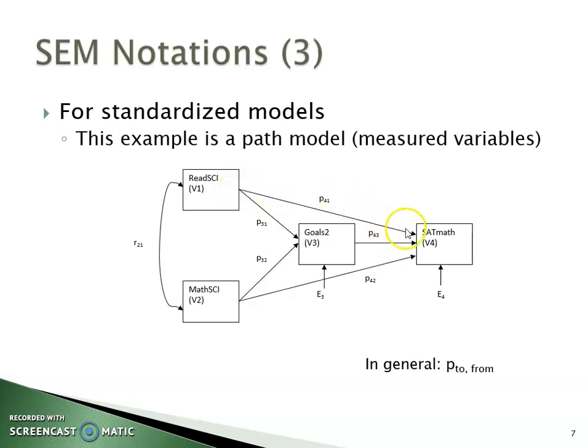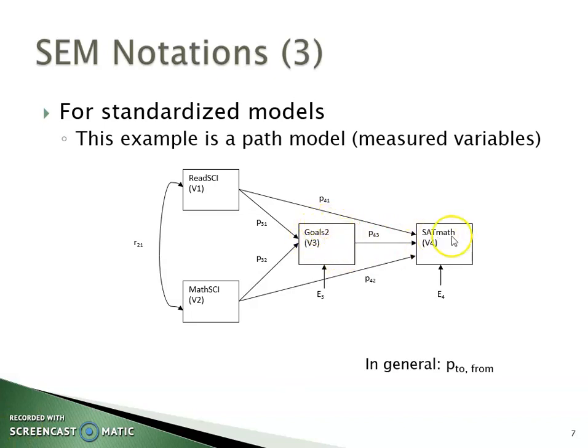The correlation is labeled with R, no longer covariance. And the structural relationships here are represented by the line with an arrowhead at the end. Their values are called path coefficients. The standardized path coefficients are labeled with letter P, the little letter P. The numbers in the subscript have the same meaning. So P for 1 means it's the path coefficient that ends at variable 4 and starts at variable 1.